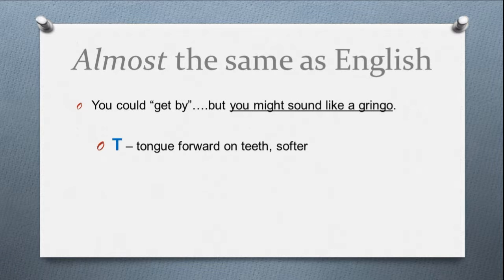Well, the letter T, when you pronounce the letter T, your tongue should be a little bit further forward by those front upper teeth, and it's a softer sound. You don't blow as much air through the T. So instead of trap or top, it's tu, tengo, todo.